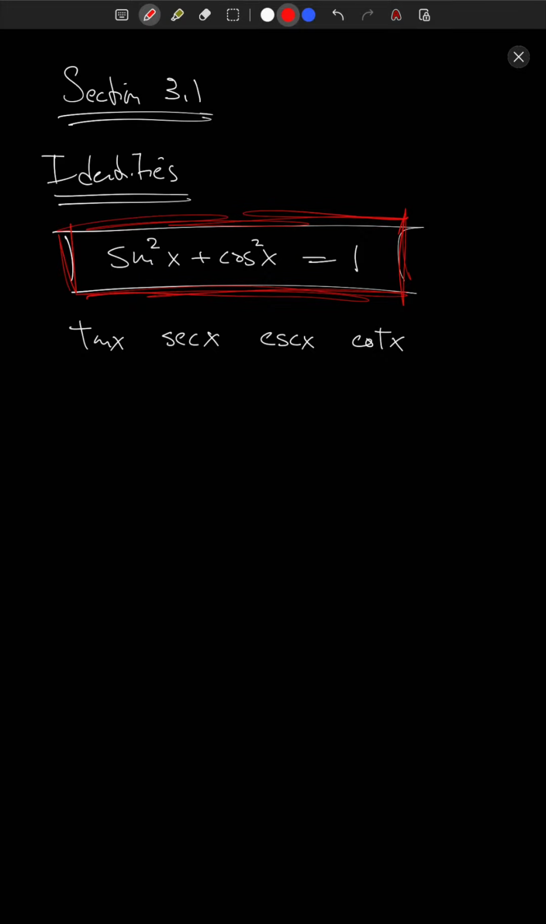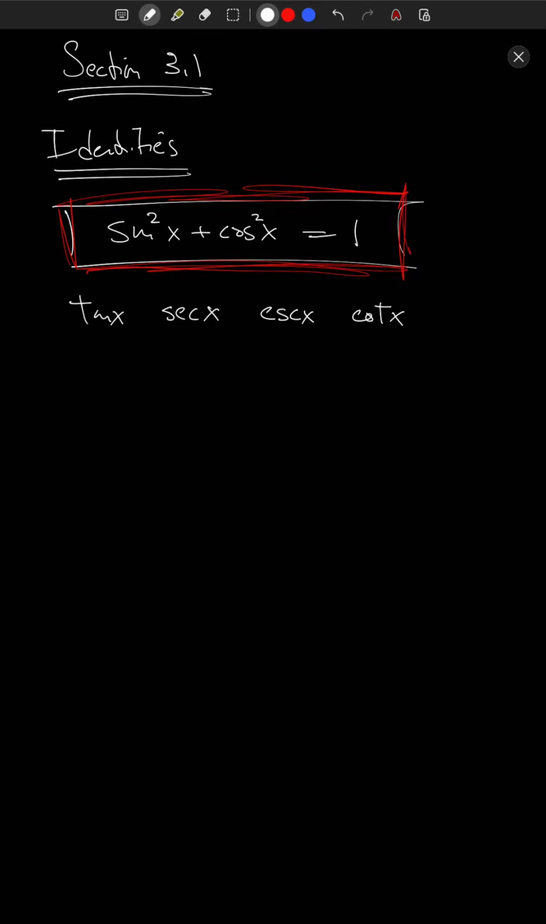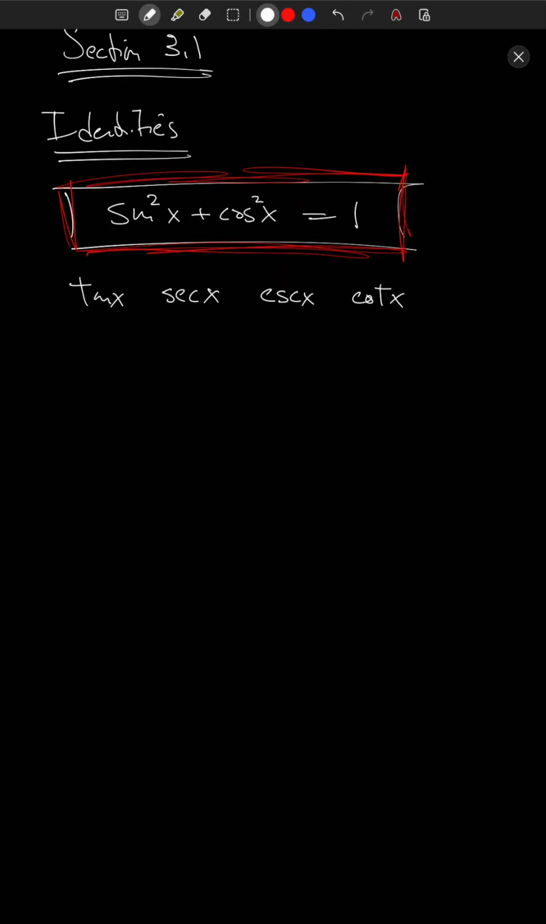Can I create new identities that relate not just sine and cosine, but that relate tangent and secant or any of the other ones? Okay, and the answer happens to be yes. And it's actually very easy to pop out identities. So let's start with tangent. I want to figure out some sort of identity having to do with tangent and other trig functions. So I want to relate tangent with the other trig functions.